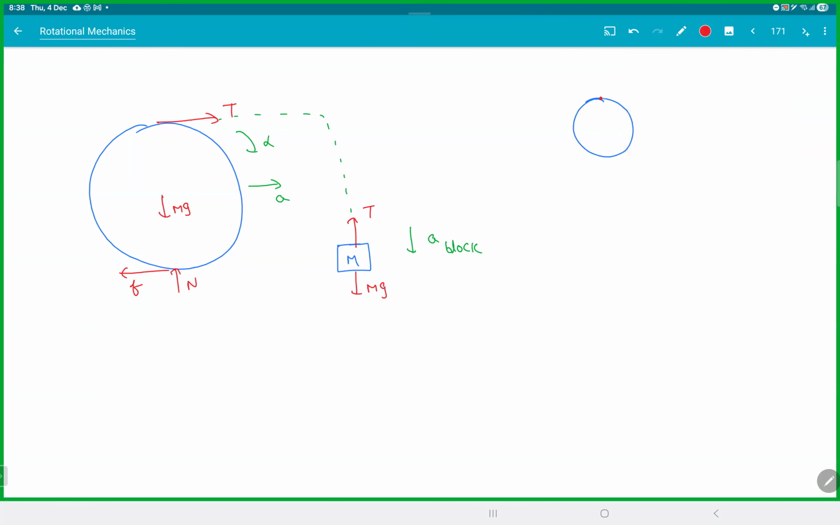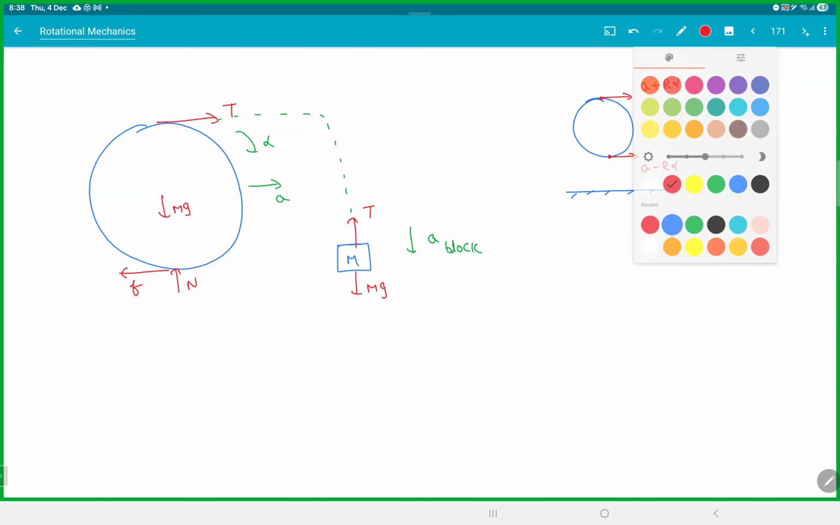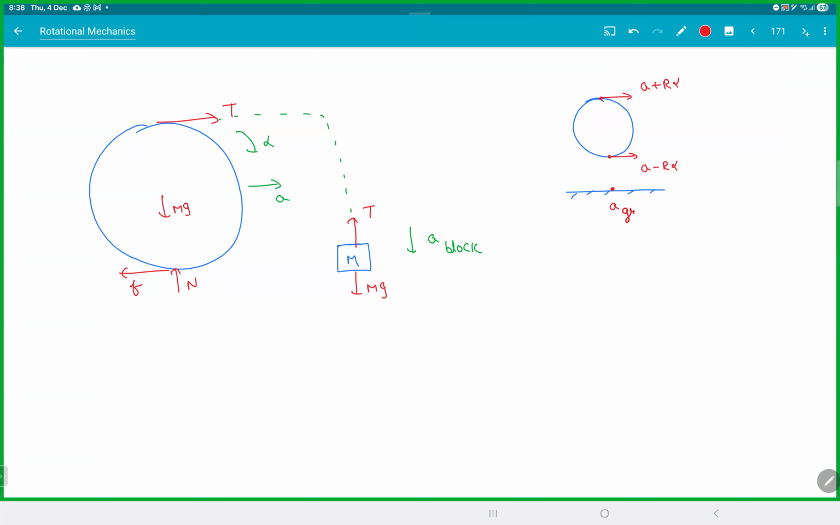We know this point is going with A plus R alpha. This point is going with A minus R alpha. Because it is in contact with the floor, this must be equal to A ground, which is 0. So A minus R alpha is equal to 0, A is equal to R alpha. If I kept a plank at the bottom, A would not be equal to R alpha. And this thing here is the acceleration of the block.